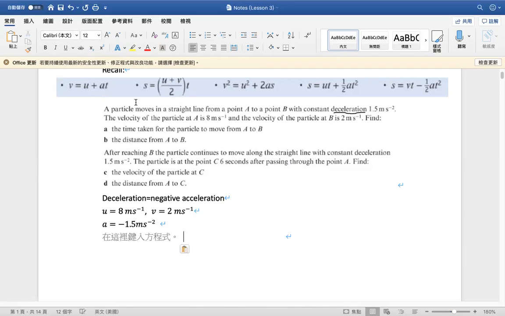If we use the first equation, that gives us v equals u plus at, where v is 2, u is 8, a is negative 1.5, and t is unknown. Then we can solve for t here. t would be negative 6 over negative 1.5, which is 4 seconds. Are you okay with part A? Yeah. All right, part B.